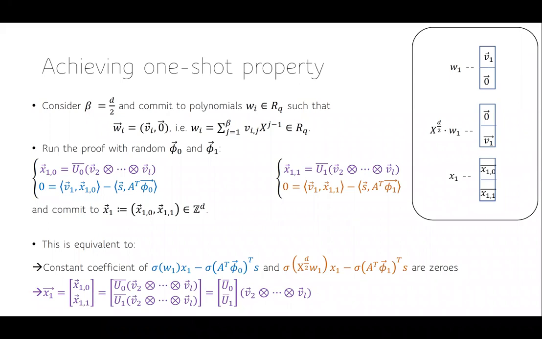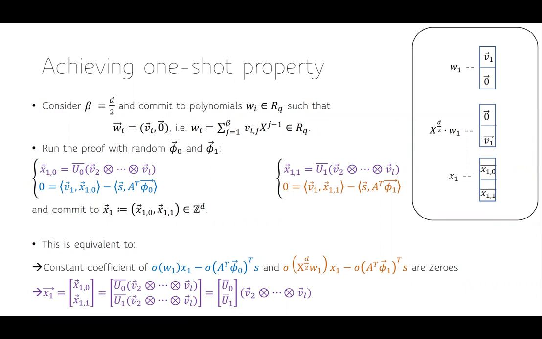So we want to prove these four equations. Let's just go step by step, starting with the blue one. What I claim is that the blue equation is equivalent to the constant coefficient of this blue polynomial being equal to zero, which is sigma of W1 X1 minus sigma of A transpose phi 0 transpose S. Why is it the case? The main observation is that the inner product of V1 and X1 0 is equal to the inner product of W1 and X1. If we look at the coefficient vectors of W1 and X1, the inner product will be exactly V1 times X10 plus zero times X11, which is exactly what we wanted.